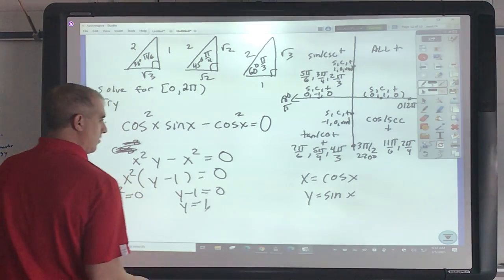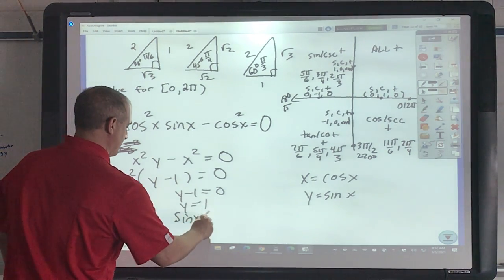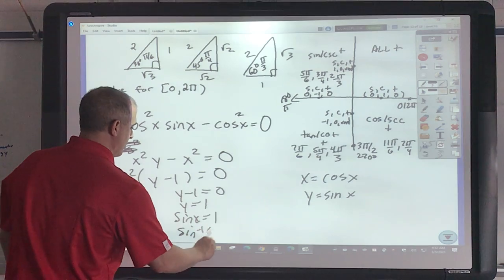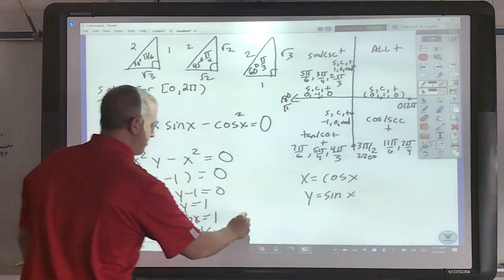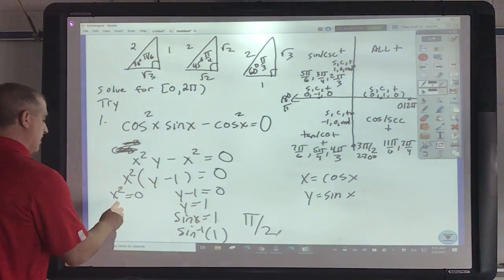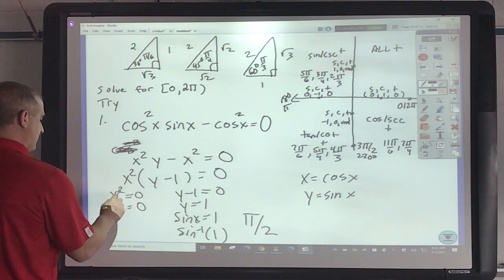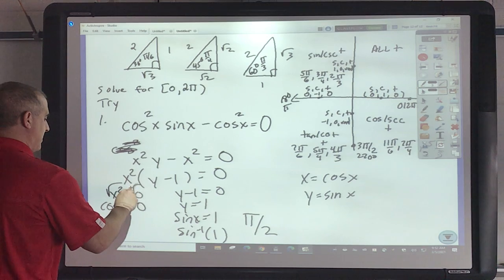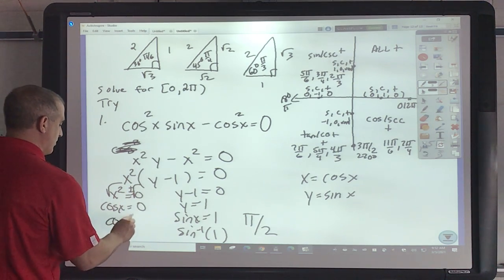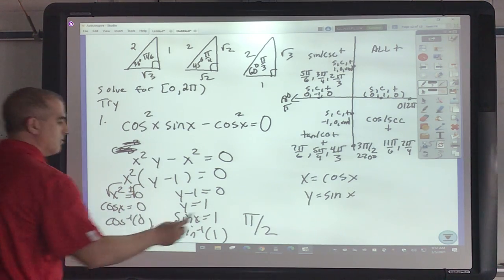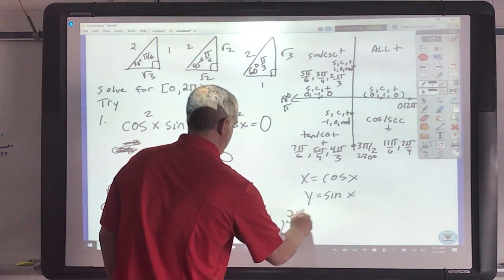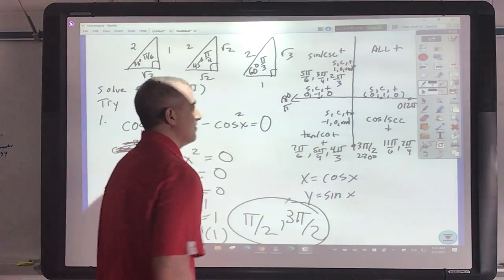This would be y equals 1, so I'd have sine of x equaling 1, inverse sine of 1. There's only one spot for that, and that's pi over 2. Okay, cosine x equaling 0, because I would take the square root of that, plus or minus, just be 0. Inverse cosine, where is it 0? It is at pi over 2 and also at 3 pi over 2. Okay, so those would be answers.